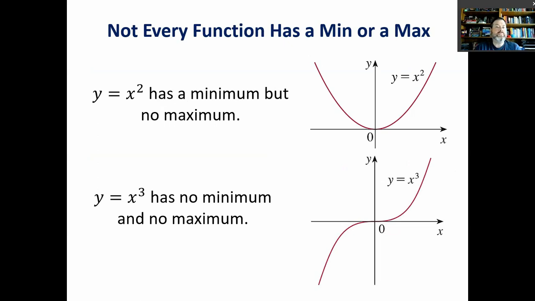So, talking about maximum or minimum values, the first graph there, x squared has a minimum but no maximum, and y equals x cubed has no minimum and no maximum. So we can see that there's different kinds of graphs in terms of where a minimum or maximum might be. We're interested in finding out where they could be.